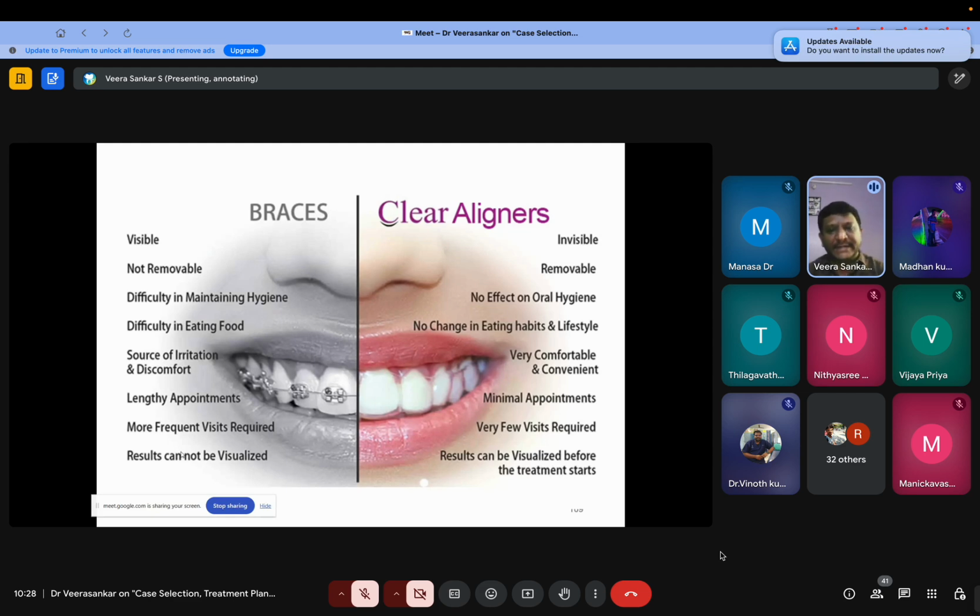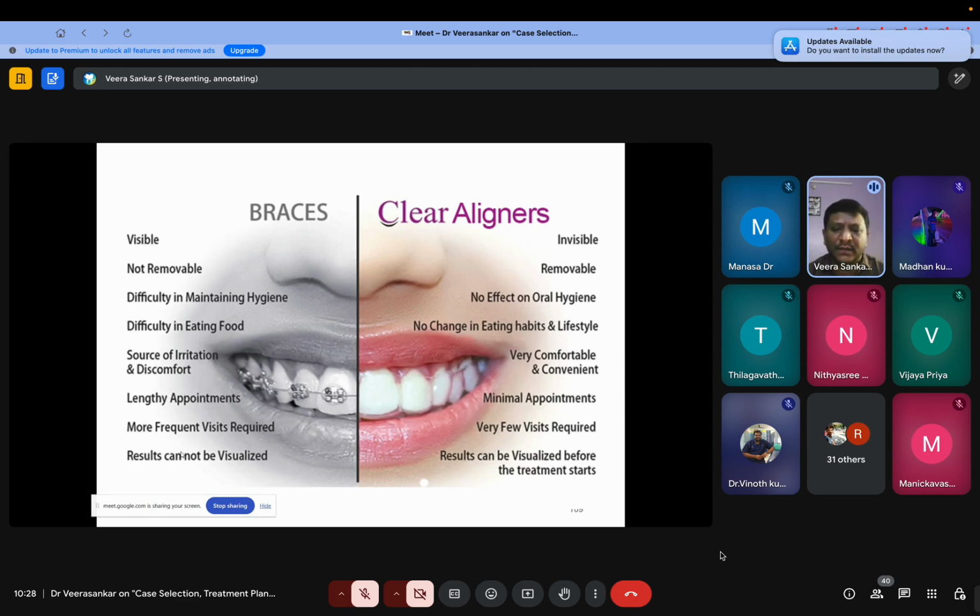When compared to conventional braces, clear aligners are more invisible and removable. There is no special technique to be followed for oral hygiene maintenance, and no change in eating habits. With conventional fixed braces, patients face difficulty in eating and have dietary restrictions. Here, there is no change in dietary habits.